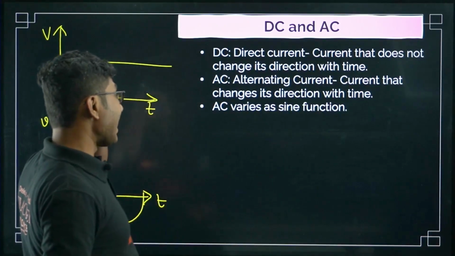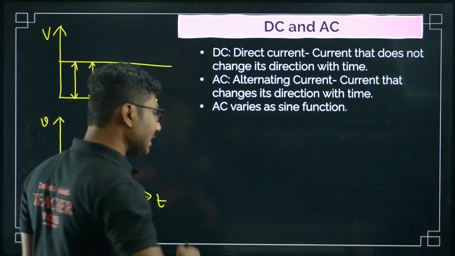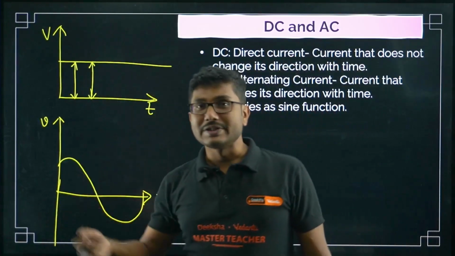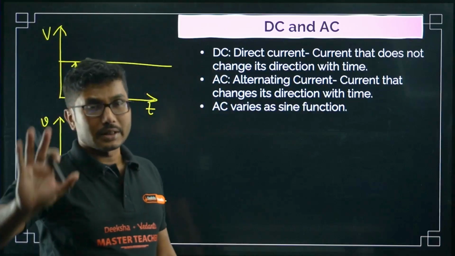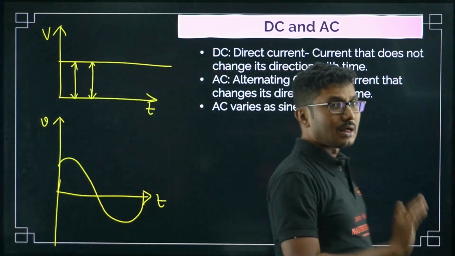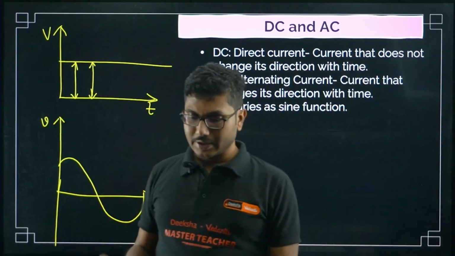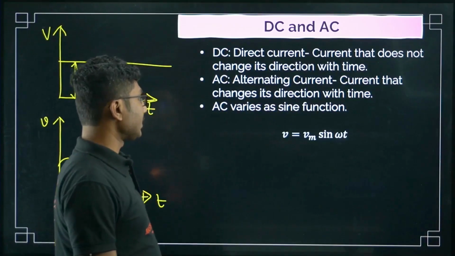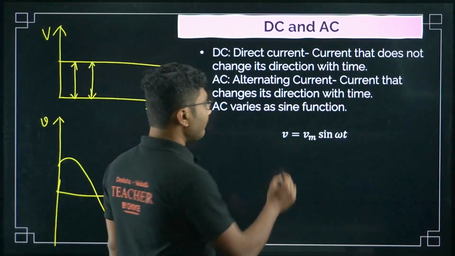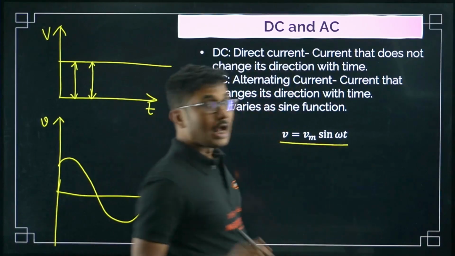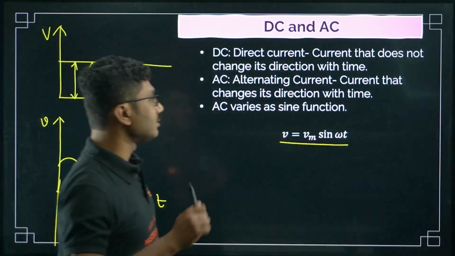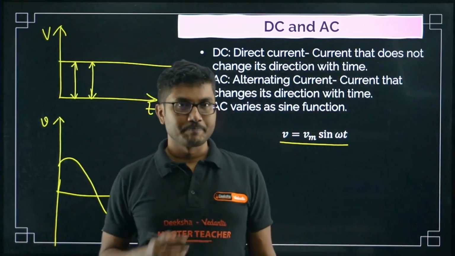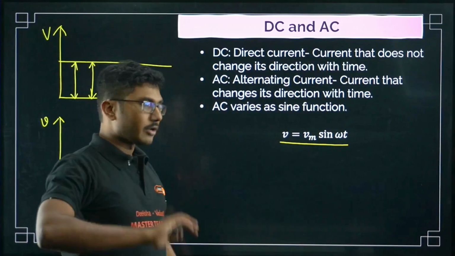AC varies as a sine function, so we generally use the sine function to represent AC. Later on you will see that other functions are also applicable, but for this class we will restrict ourselves to the sine function only. So basically you can say that V is equal to Vm sin omega t. Remember that sine function does not mean cos is excluded, cos is also part of it.